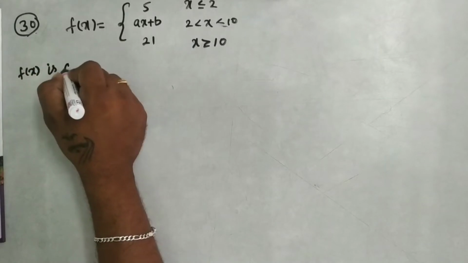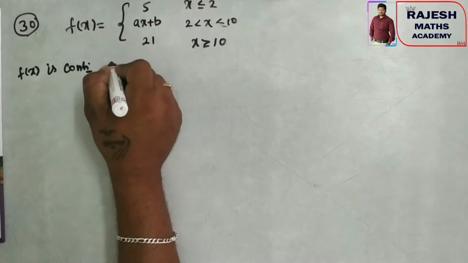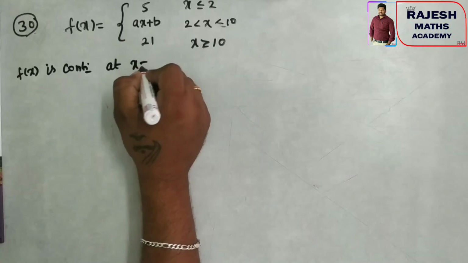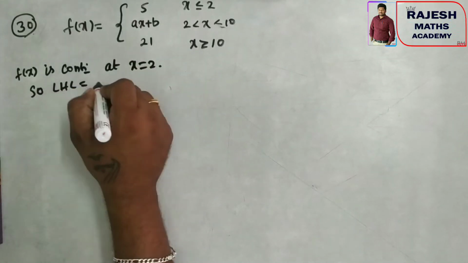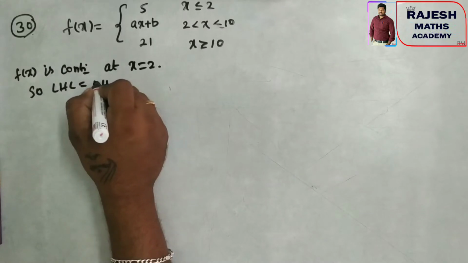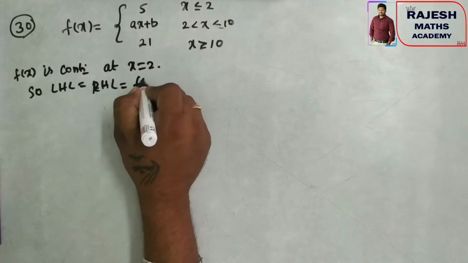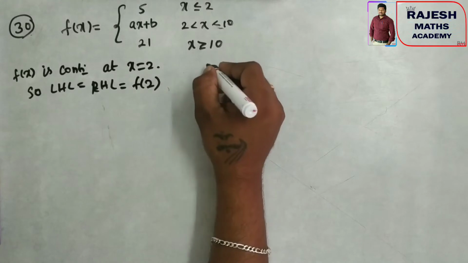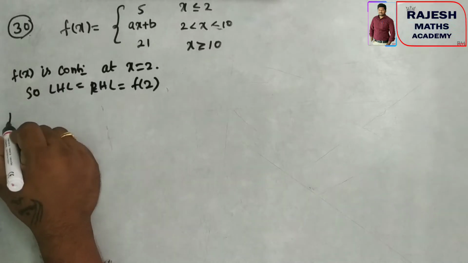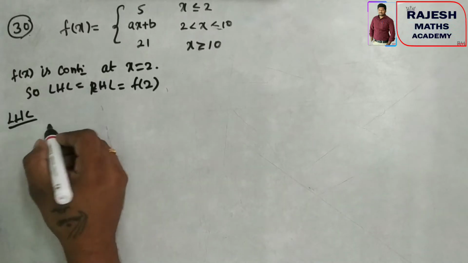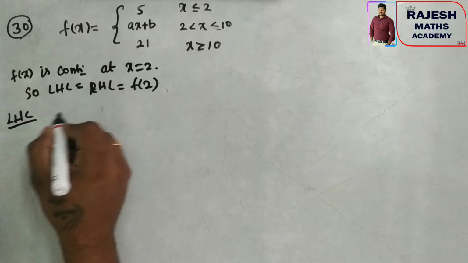f of x is continuous at x equal to 2. So we can say that LHL is equal to RHL is equal to f of 2. So now write the definition of LHL. What is the definition of LHL now?